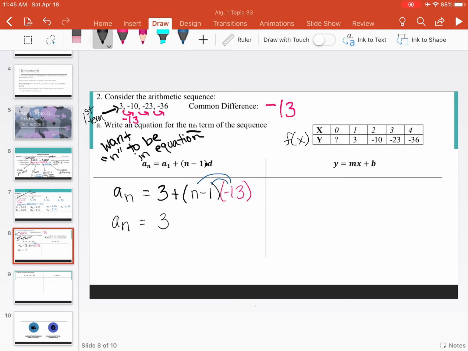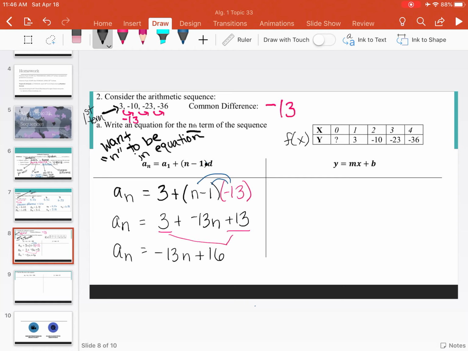So we have 3 plus a negative 13n, and negative 1 times negative 13 gives us positive 13. Now I can add my like terms. I have 3 and positive 13, and I get a sub n equals negative 13n plus 16. So that's my equation.